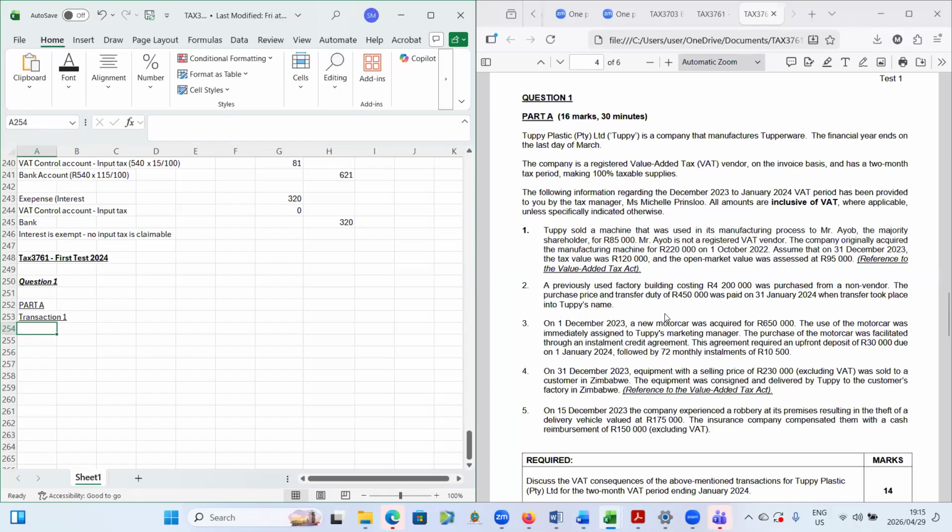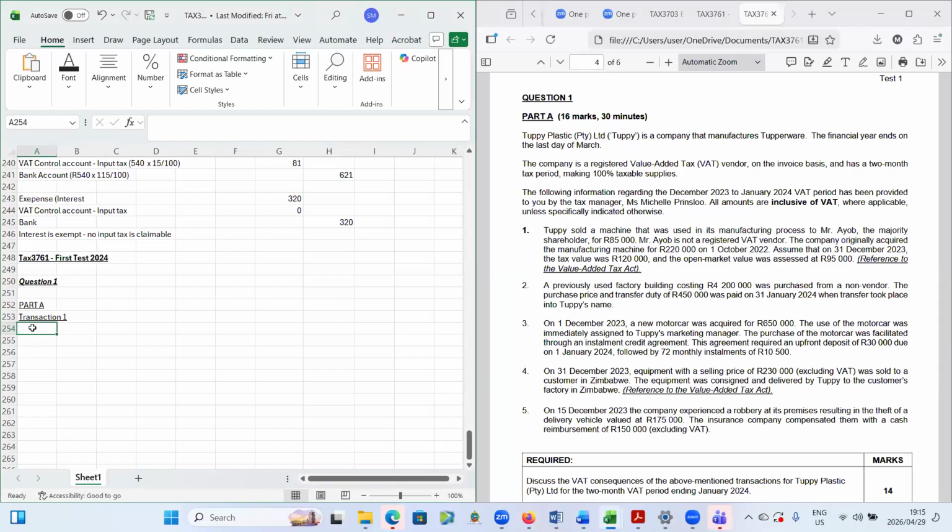The company originally acquired the manufacturing machine for 220,000 on 1 October 2022. Assume that on 31 December 2023, the tax value was 120,000 rand and the open market value was assessed as 95,000 rand.